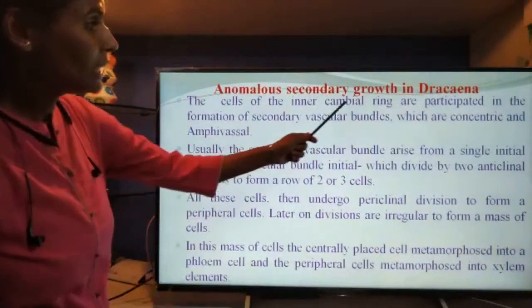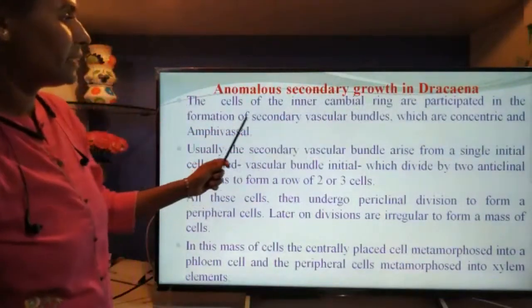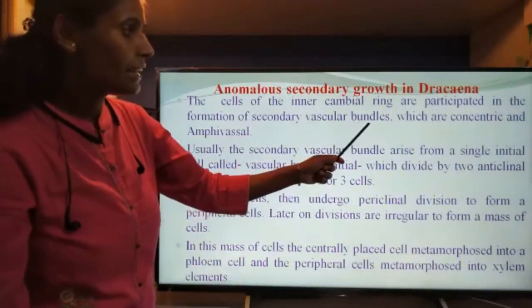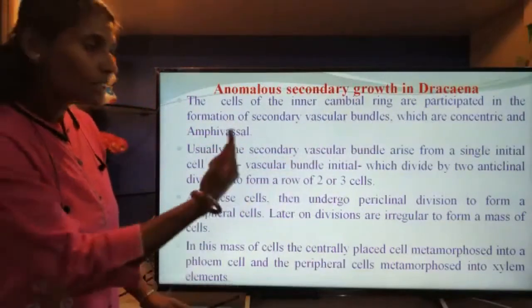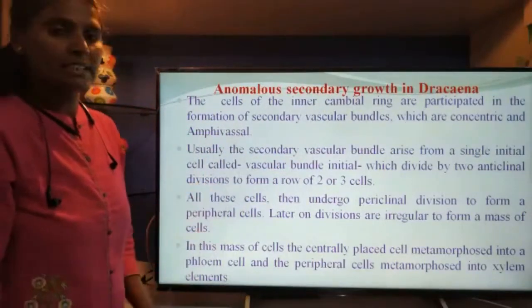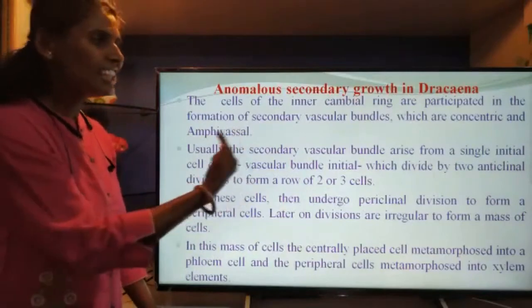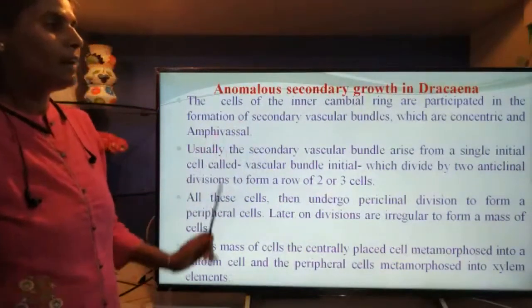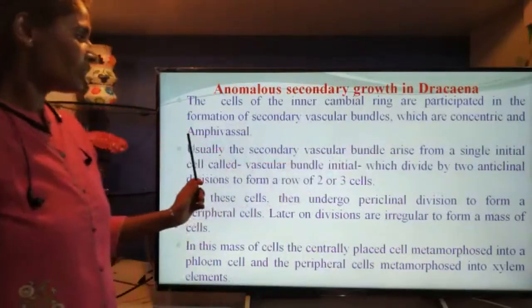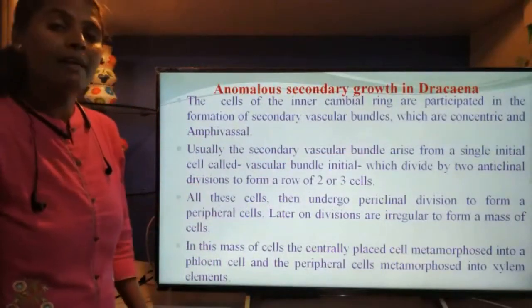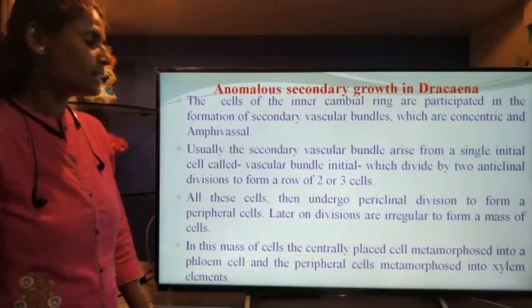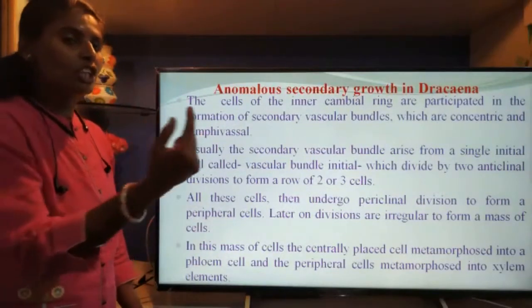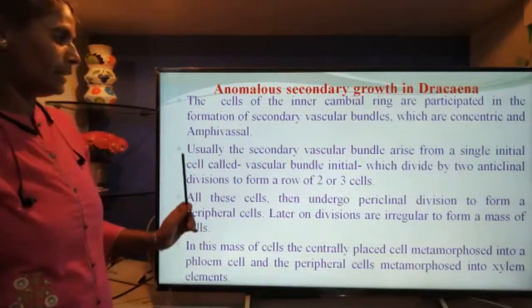The cells of the inner cambial ring participate in the formation of secondary vascular bundles which are concentric and amphivasal. Concentric means one after the other. Rings are going to be formed, one ring followed by another ring. That condition is called the concentric ring, and the vascular bundles are amphivasal. Amphivasal means there is a central phloem surrounded by the xylem.